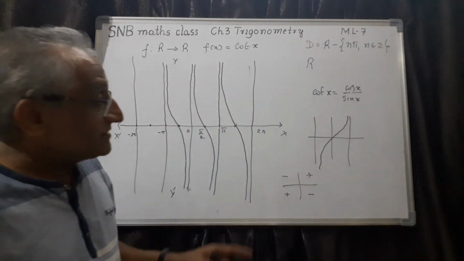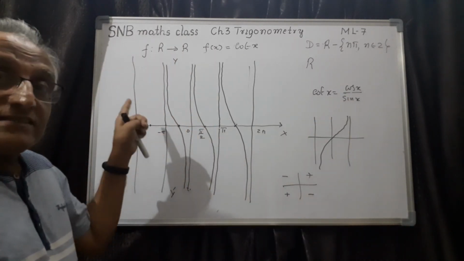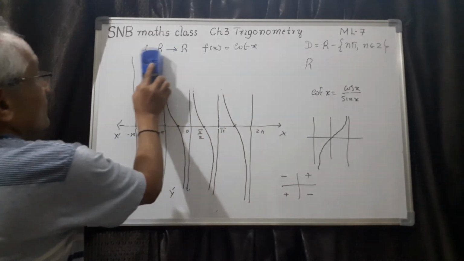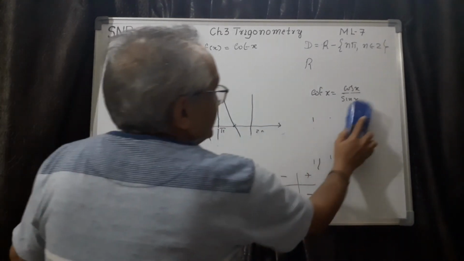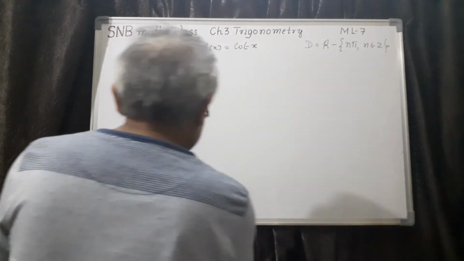Tan x is a function which is always increasing. Cot x is a function which is always decreasing. Please note. And the other four functions, what is the nature? Sometimes increasing, sometimes decreasing. So these are the important observations.